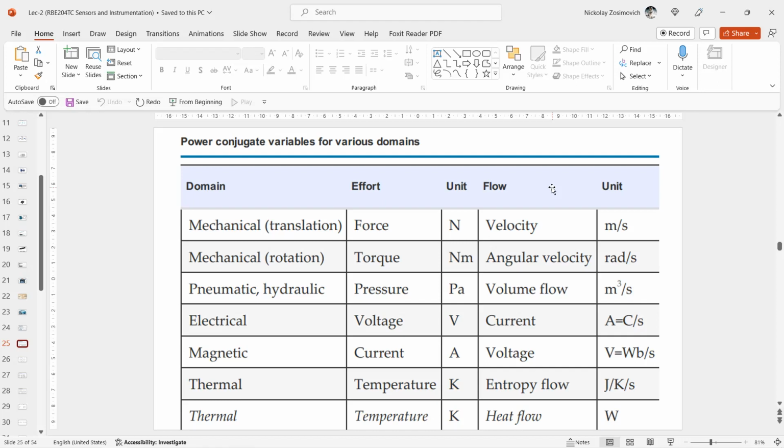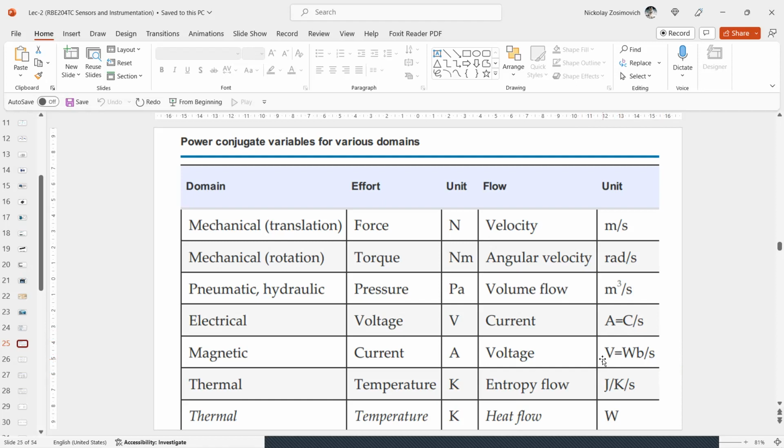And the magnetic quantity of current stems from the definition of magnetic field strength, where the number of ampere-turns, or magnetomotive force, determines the field strength. Its power conjugate variable, in our case voltage, do you agree with me? It is actually the rate of change in magnetic flux with unit of Weber per second. But this is equal to the induction voltage. So we call this voltage.